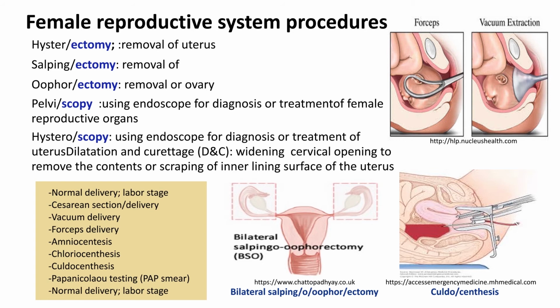In this slide, ectomy means remove. Scopy means scope or looking. So if you look at hysterectomy, it means removal of the uterus. Oophorectomy means removal of the ovary. Pelviscopy is using an endoscope for diagnosis or treatment of the female reproductive organs. Dilatation and curettage is one term, just to remember.